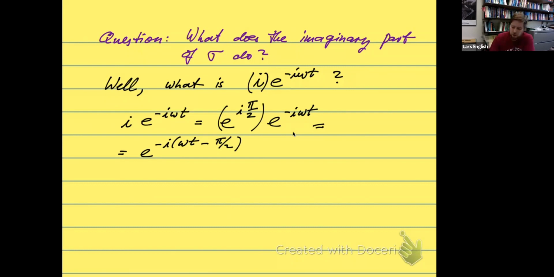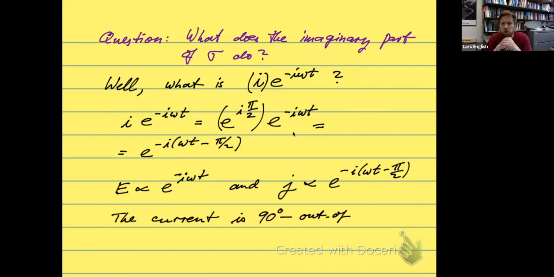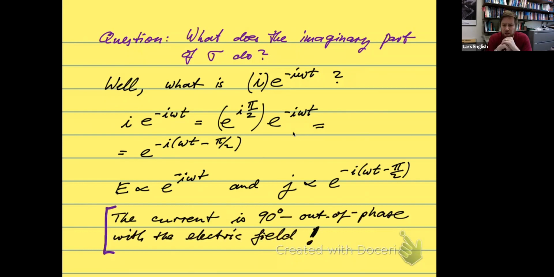And so what I'm ending up with is e to the minus i quantity omega t minus pi over 2. Now we see that if E, the electric field, is proportional to e to the minus i omega t, then J would be proportional to this thing here. And the two are no longer in phase. As a matter of fact, they're out of phase exactly by pi over 2. So we get that the current is 90 degrees out of phase with the electric field. So that's what the imaginary part of sigma does for us. It gives me that component of the current that is 90 degrees out of phase with the electric field.